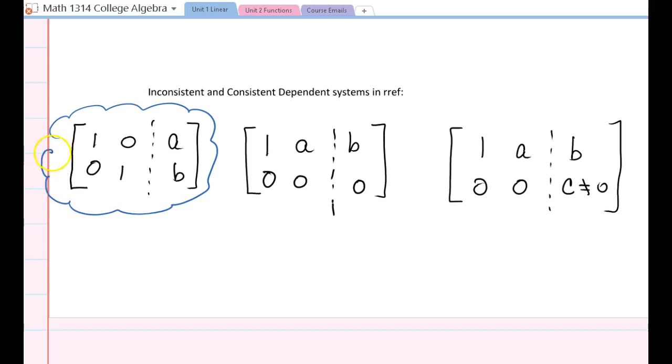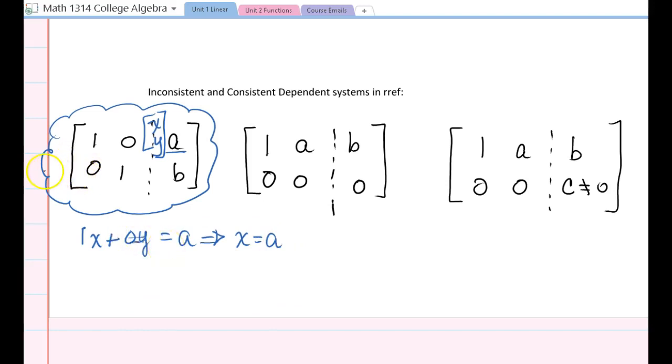Remember what we talked about when we were doing multiplying matrices. This is our coefficient matrix, and we're going to multiply it times x and y. When we do that, we would have 1 times x, which is 1x, plus 0 times y, which is 0y, is equal to that first element. So what we find here is that 1x is equal to a, because remember 0y is still 0.